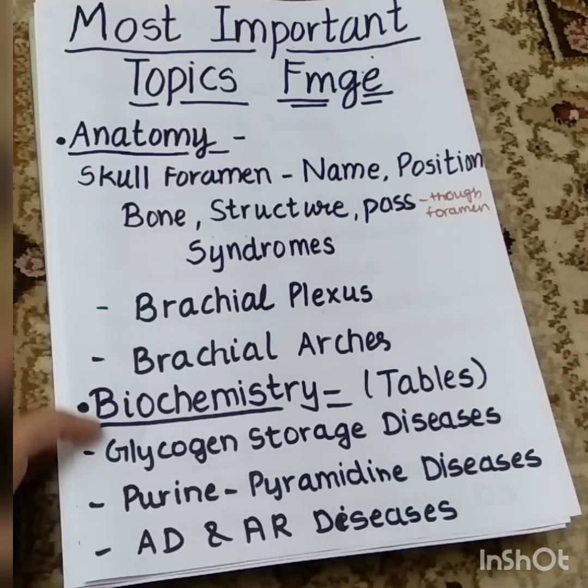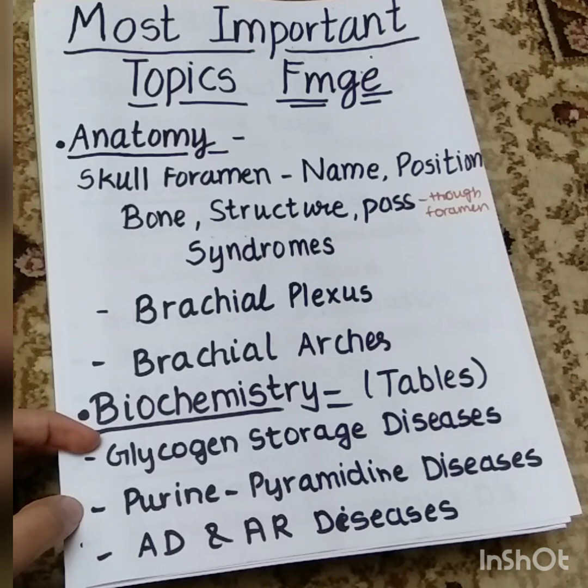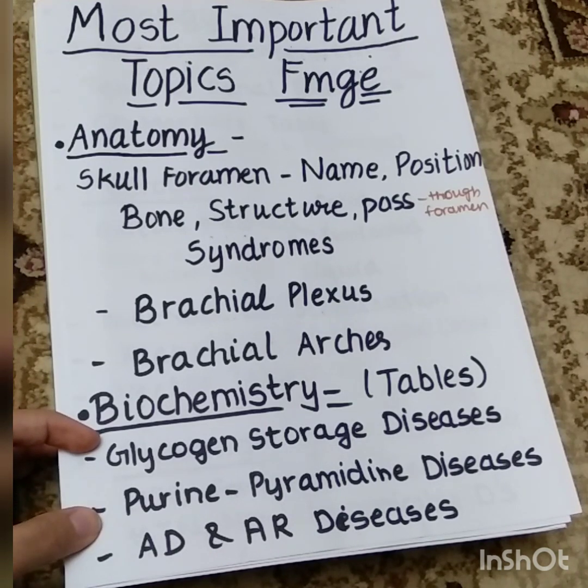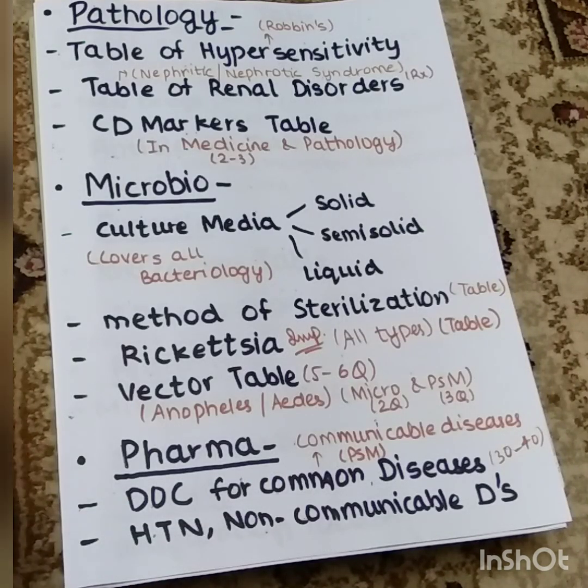Next subject is biochemistry. All tables are important in biochemistry, but mainly glycogen storage diseases, purine pyrimidine diseases, autosomal dominant and autosomal recessive diseases. These are important. Next subject is pathology. Pathology, table of hypersensitivity. You can prepare this table from Robbins.